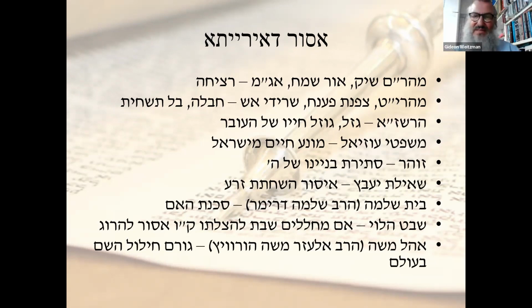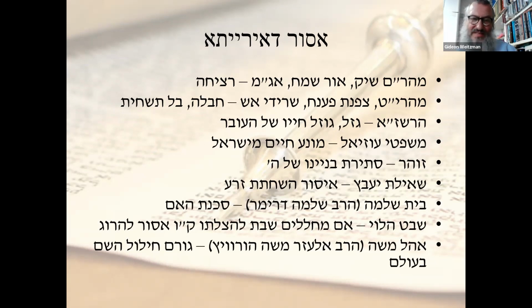The Zohar says it breaks down the binyan of the olam of the Kadosh Baruch Hu. The Yavetz says it's isur hashchatat zera. It's not alive, but it's isur hashchatat zera. It's still zera. Rav Shlomo Dreyer says it's sakanat ha'em. You're endangering the mother anytime you do a termination.